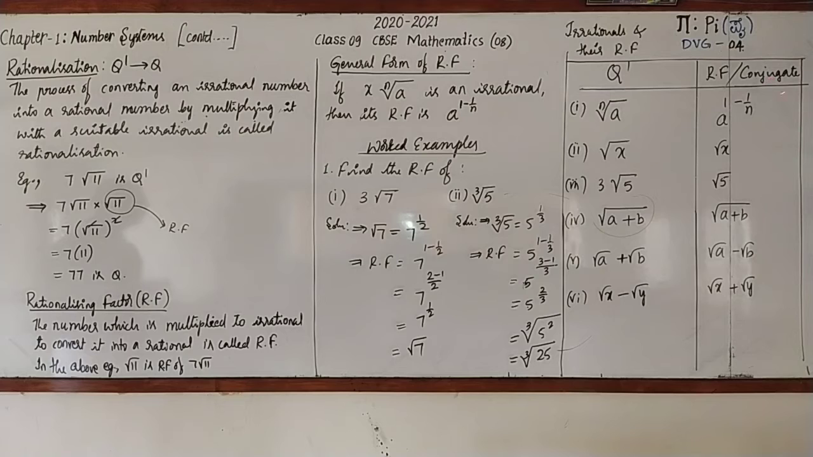The word conjugate will be used when it is a binomial. See that, root a plus root b, its conjugate is root a minus root b. Root x minus root y, its conjugate is root x plus root y. Yeah, copy from here, rationalization from here up to there. Okay, yes, just go for copying it.